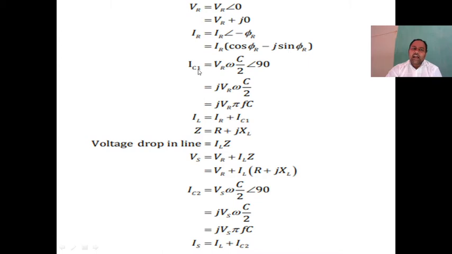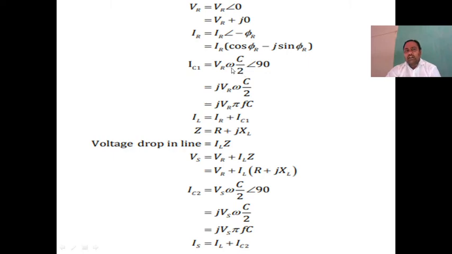Next is IC1. What is IC1? The charging current on the receiving end side. How can we calculate the charging current on the receiving end side? It is the receiving end voltage into the capacitance value, so VR into omega C by 2 at an angle 90 degrees. Why have we written at an angle 90 degrees? Because the charging current is always leading the voltage.